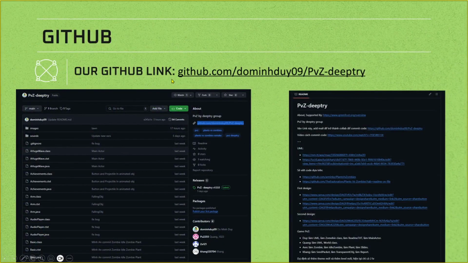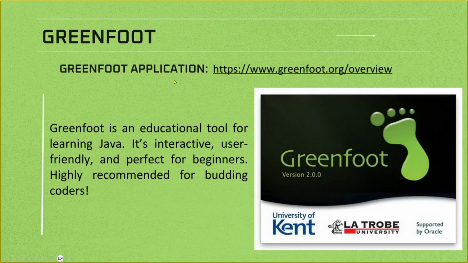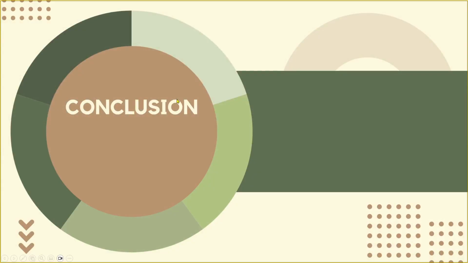So this is our GitHub link, so you can try our game. The green food is used to compile our game. You download this to run the JAR file that is in our project. So that's our game, and we hope you enjoy it.